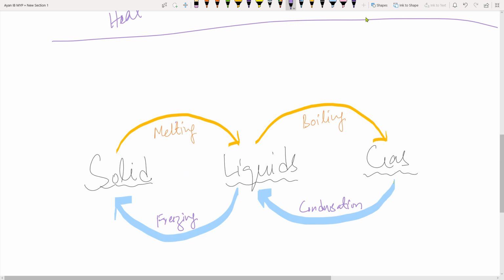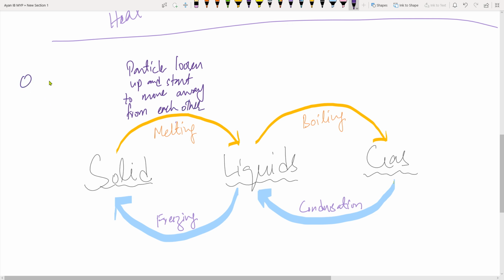Now what will the particle behavior be when they're turning from solid to liquid? Particles loosen up and start to move away from each other. And why is that so?